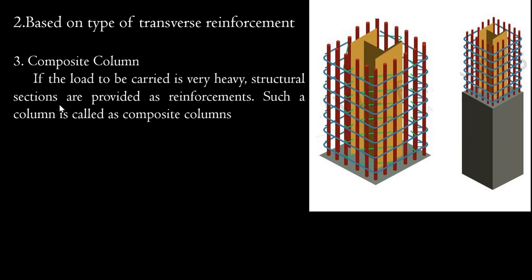You can see here, if the load to be carried is very heavy, structural sections are provided as reinforcement. Such a column is called a composite column. Here you can see this is a standard hot rolled I section. The I section will be provided here, and the remaining part will be poured with concrete.